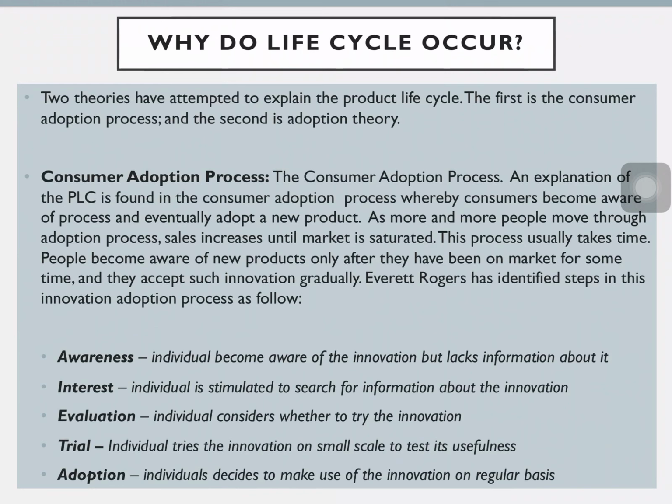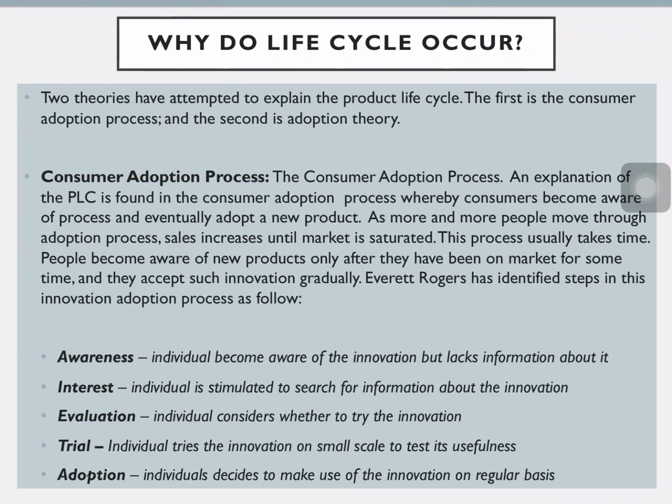An explanation of the product life cycle is found in the consumer adoption process, the process whereby the consumer becomes aware of and eventually adopts a new product. As more and different people move through the adoption process, sales increase until the market is saturated. The process usually takes time.